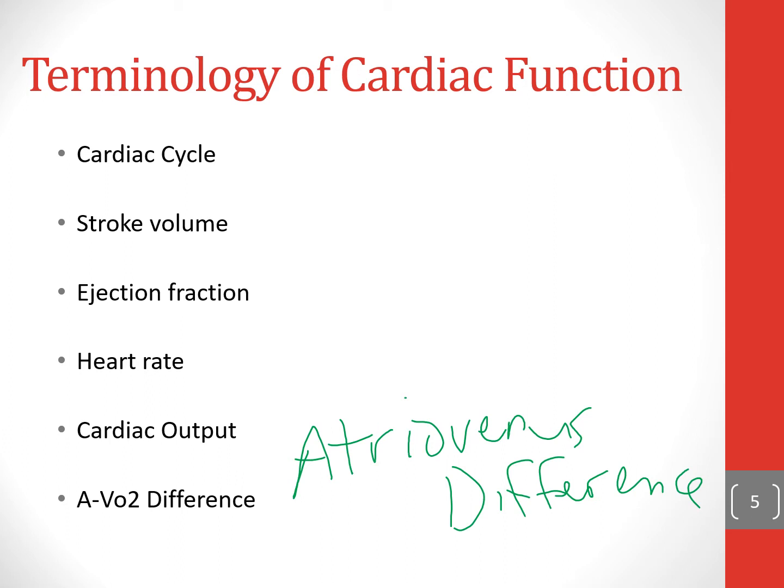And so if we take the amount of oxygen you started with in the arteries and you compare it to the amount of oxygen that is left in the veins, that would tell us how much oxygen we've actually delivered to a particular organ or tissue. Okay, so AVO2 difference will tell us the amount of oxygen that's extracted at the tissue level or at the systemic level.